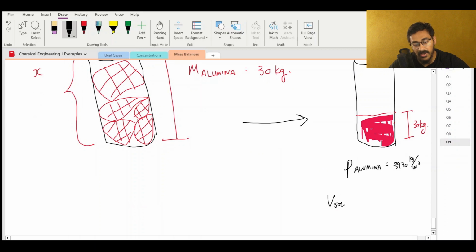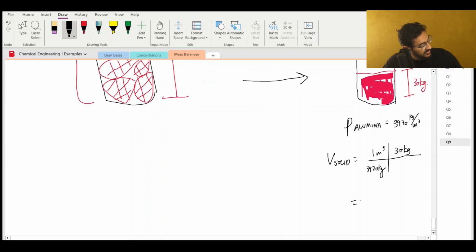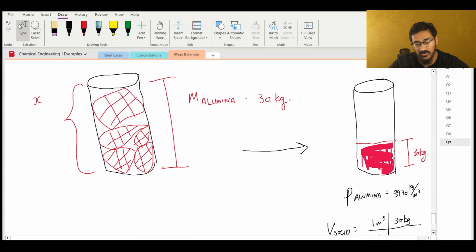So the volume occupied by solid catalyst particles is equal to 30 kilograms. Okay, let's do this the other way around. I know that 1 cubic meter weighs 3970 kilograms, but I've only got 30 kilograms. So the volume occupied by the solid is going to equal 7.56 liters. Okay, so I just multiplied that by 1,000 to get liters. So I know that 7.56 liters is actual solid volume.